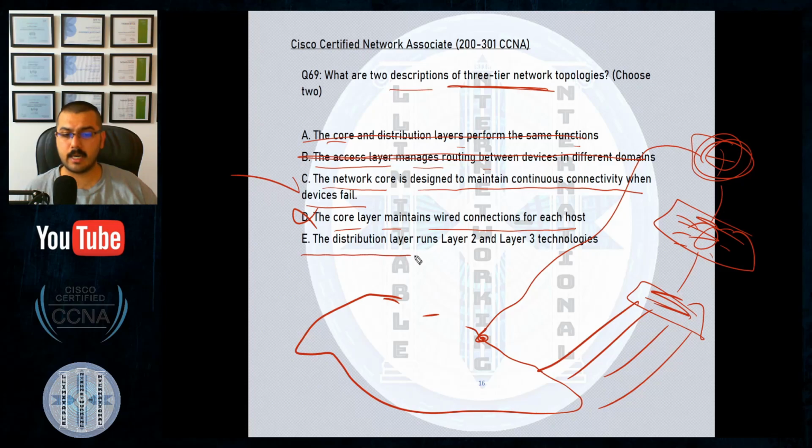The distribution layer runs layer 2 and layer 3 technologies. Yes, this is the distribution layer. It's communicating using layer 2 with the access layer, at the same time using layer 3 with the core. I need a breath. Yeah, so that will be CCNA.